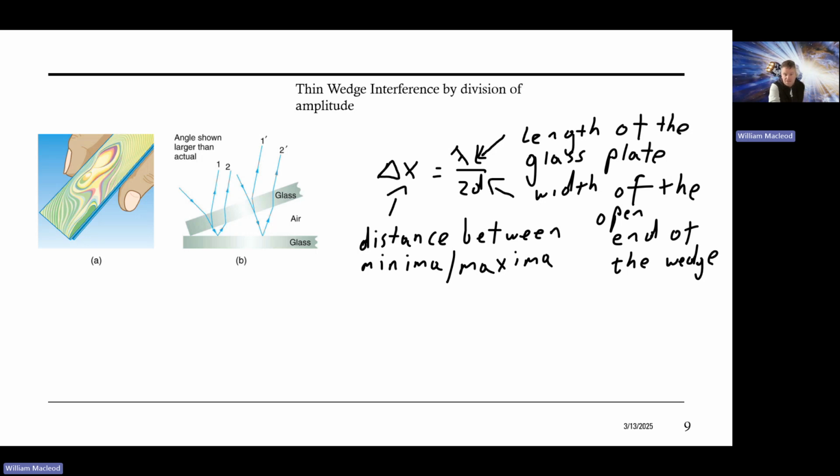Mathematically, we can describe that delta x, the distance between the minima and the maxima, is equal to the wavelength times L, the length of the glass plate, divided by 2d, the width of the open end of the wedge. So that width would be the thickness of the small object you put between the glass plates. It's a very interesting application.